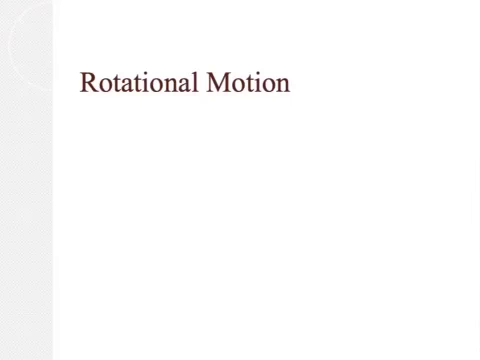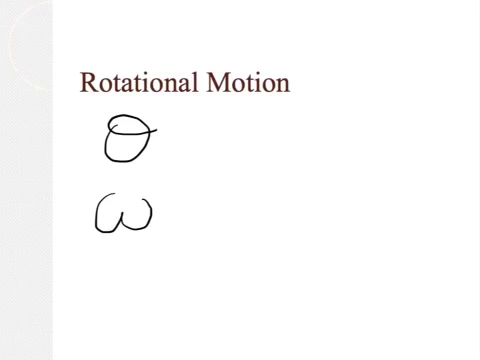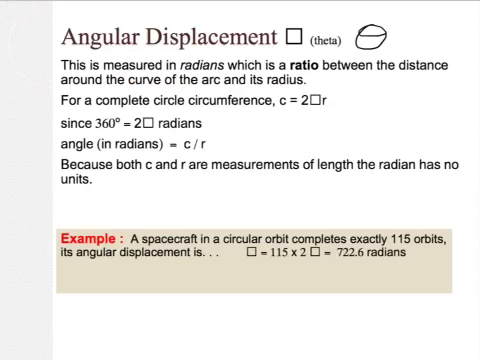So in this short clip on rotational motion, we're going to look at introducing three concepts: angular displacement theta, angular velocity omega, and angular acceleration alpha. The first concept we're going to look at is angular displacement theta.